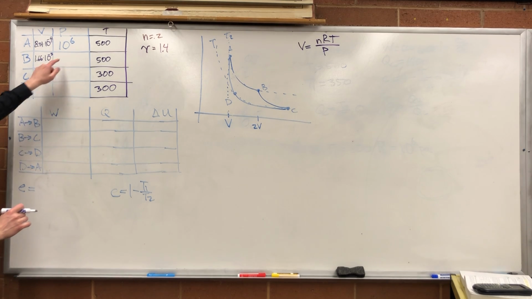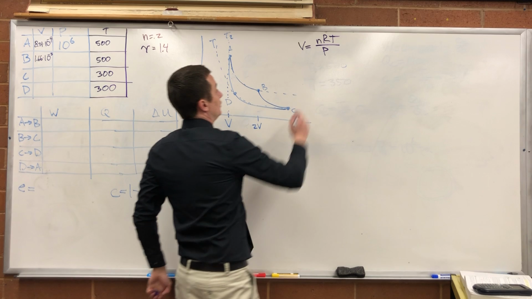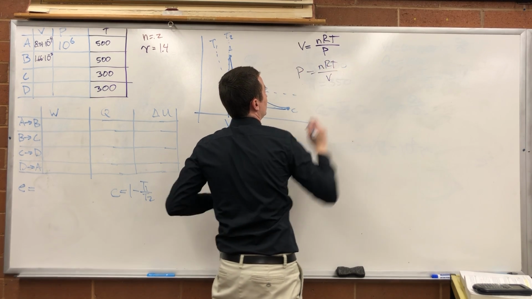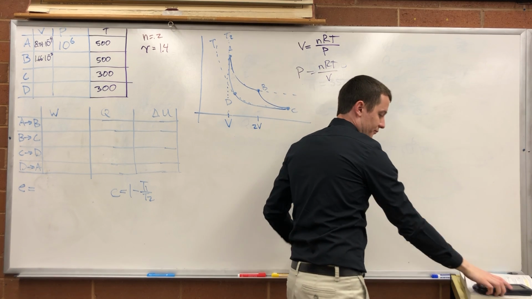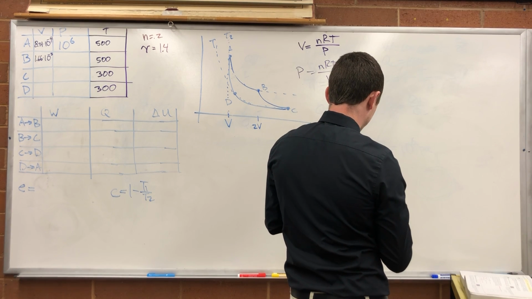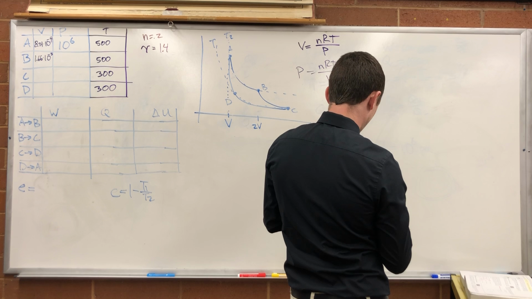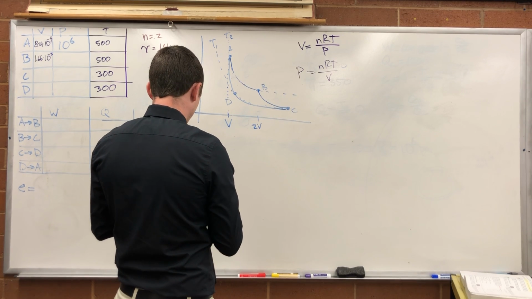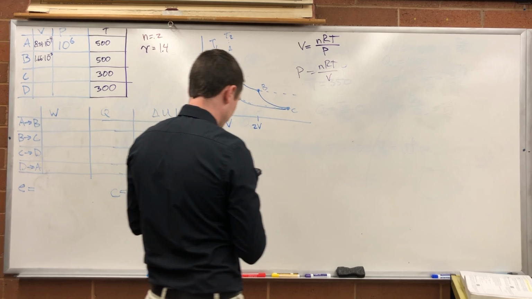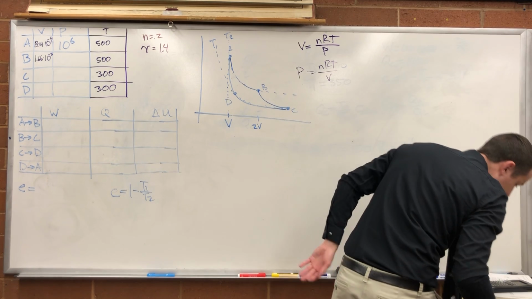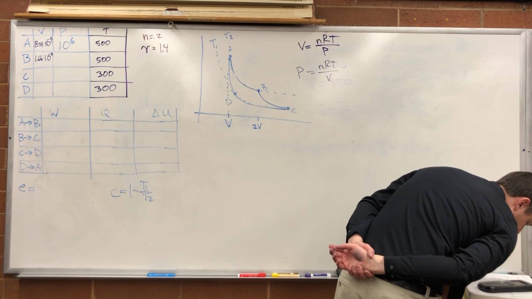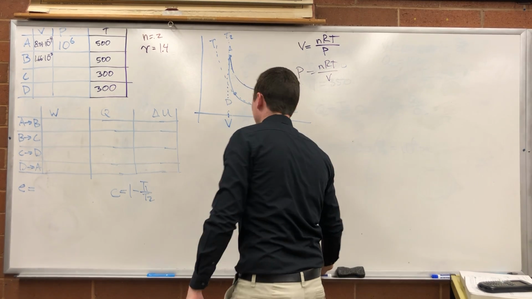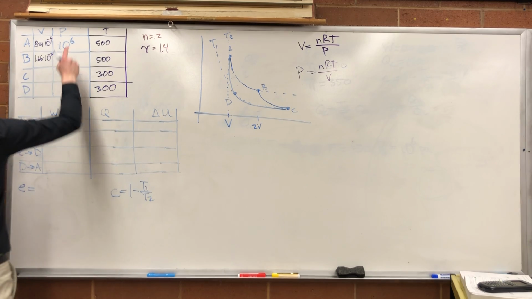Okay, and now we can find the pressure here, because we know pressure is equal to nRT over volume, right? Yeah. So now, nRT, but instead of dividing by the pressure, I'm going to divide by this times 2, which is 5 times 10 to the 5. This gives you exactly half the pressure here.